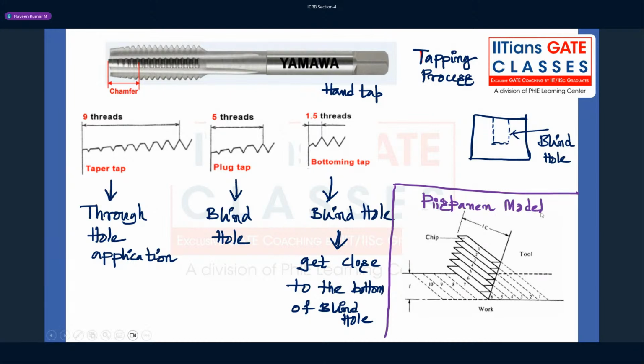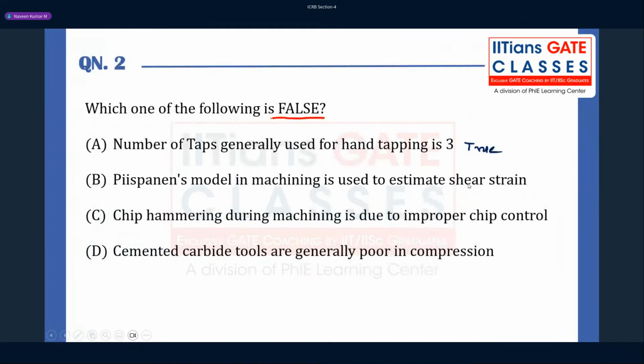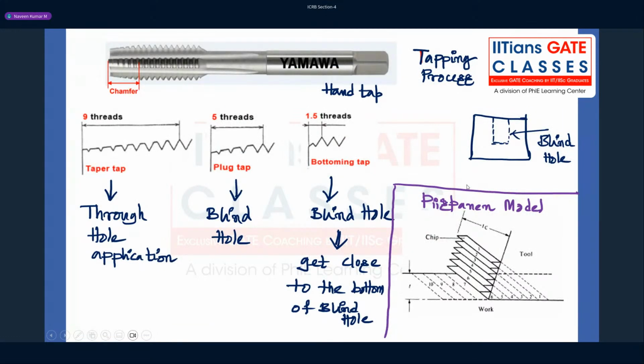Okay, Piispanen model. So what are they saying? They are saying that we use it to estimate shear strain. Yes, it is used to estimate shear strain only. Why? Because you see here, this is your shear angle phi. What is the Piispanen model? It's nothing but a deck of cards. Okay, let me remove that phi and we'll discuss. So these are a deck of cards actually. Card 1, card 2, card 3, card 4.